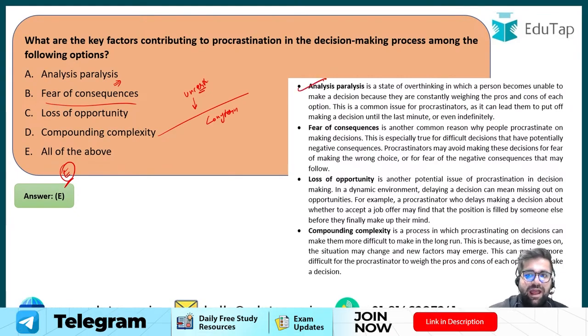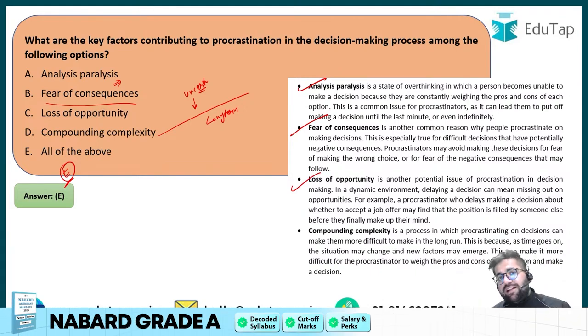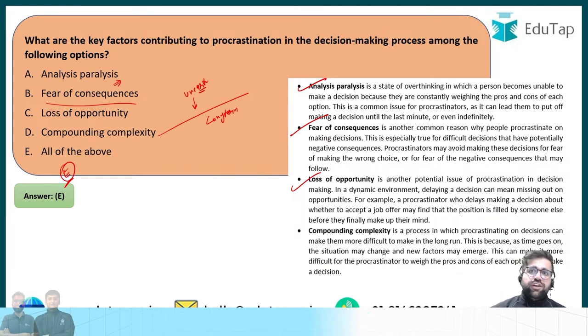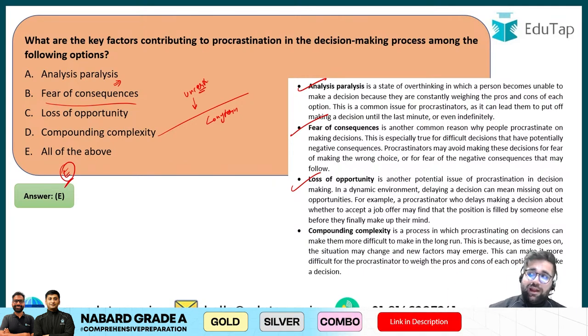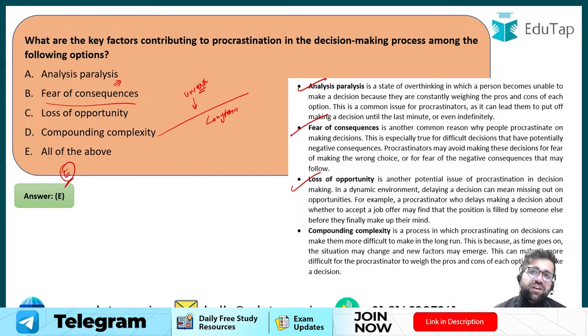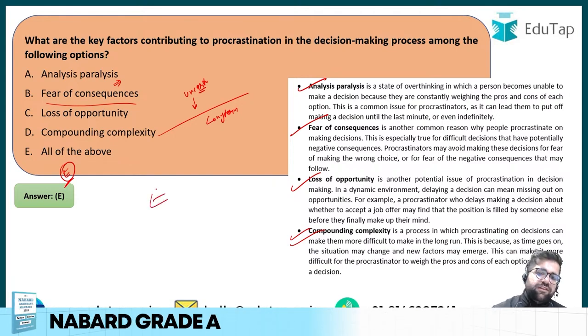Okay, I again repeat, analysis paralysis means what? That you are just doing the analysis and you are not making the final decision. Fear of consequences: you can just relate it like this, that if I do something, then something bad will happen. So this is a fear of consequence which is in me. Loss of opportunity: you are waiting for the best opportunity to come and then you will make the final decision. But sometimes it does happen, right, that we do not have the best opportunity with us. Compounding complexity basically means that you are just thinking for a long term period, and in a long term period anything can happen. Uncertainties are always there. Therefore, the correct answer will be option number E.